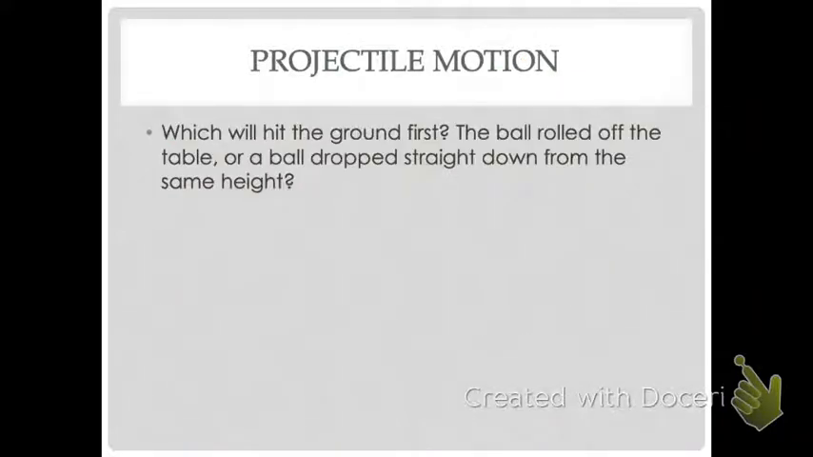All right, which will hit the ground first, a ball that's rolled off the table or a ball that's dropped from the same height? Think about this with your partner, discuss, and see if you can come back with an answer. Think about this question. I want you to chat and talk and discuss for about 30 seconds, and then we'll report back. A ball that's rolled off this table or a ball that's dropped at the same time?